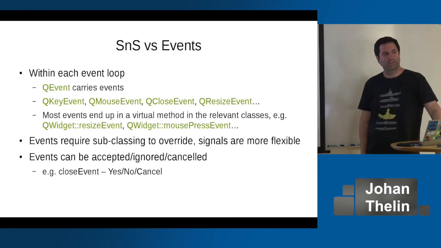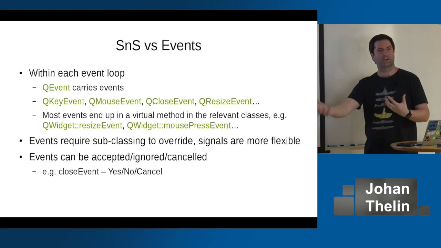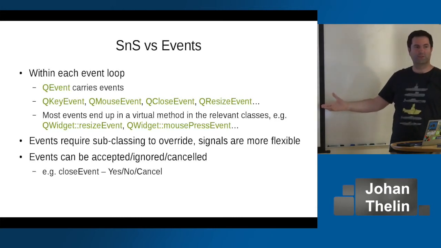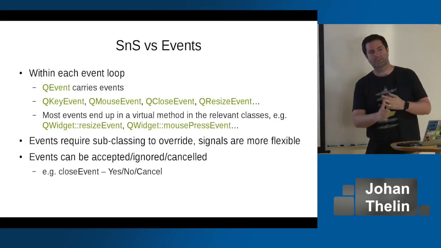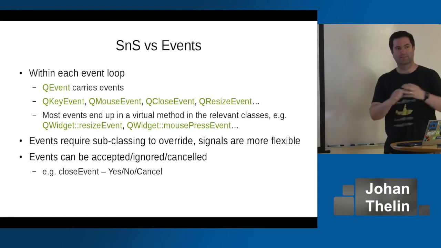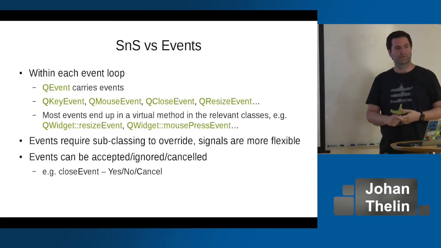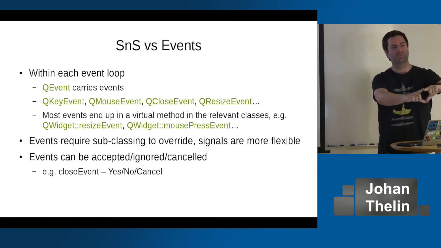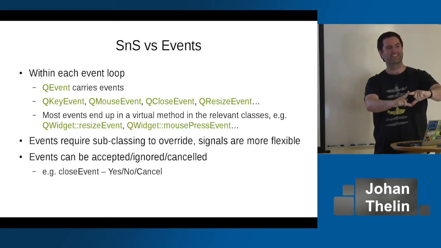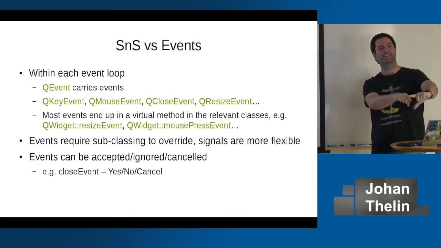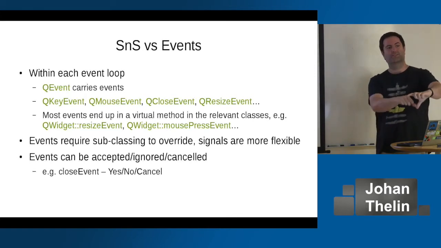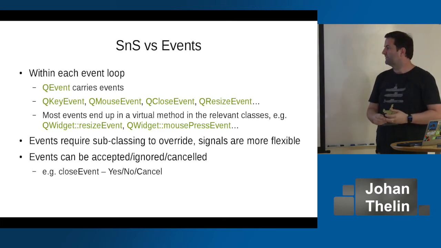But the big benefit is that a signal is a fire and forget thing. You emit a signal and you don't care what happens in the other end. But with an event, you can say that I accept this event, I ignore this event, or I want to cancel this event, or whatnot. So for instance, a top-level widget would let the event pass down to its children until there is a child that doesn't have more children, if you click it, and that one will accept the event. So there the actual event is then processed.